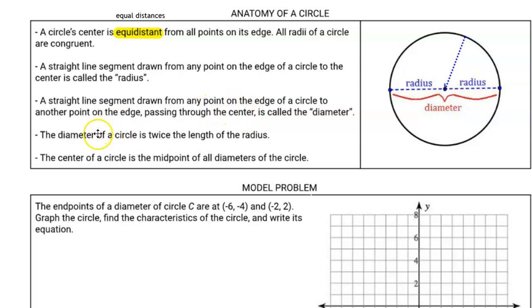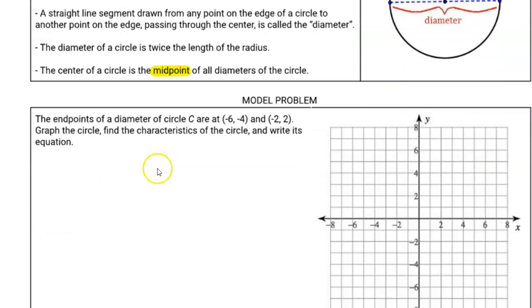That's called the diameter. The diameter of a circle is twice the length of the radius because a diameter is essentially 2 radii put together. And the center of a circle is the midpoint of all diameters of the circle. So in other words, this point, the center, is directly in between this point and this point. It's the midpoint. That's going to be important later. Remember that the center of the circle is the midpoint of all diameters of the circle. Take a look at the model problem.